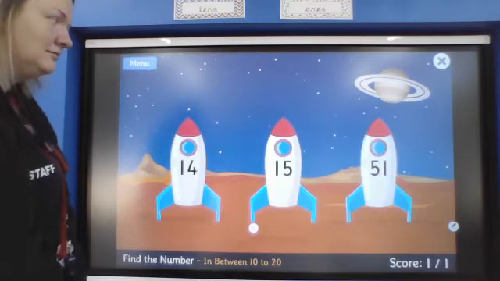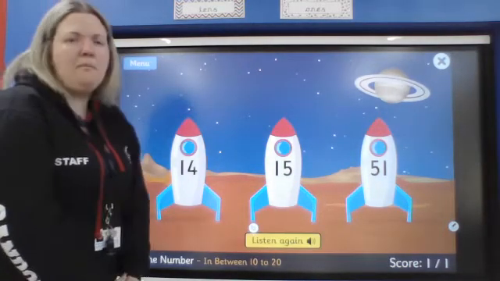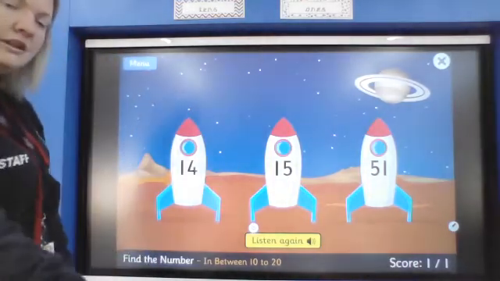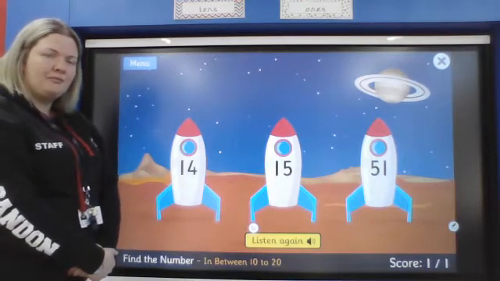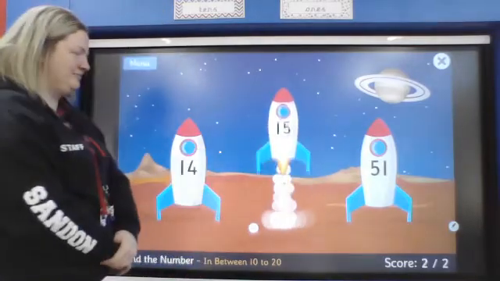Find the number between 14 and 16. Have a look. Which one do you think, Year 2? This one? Well done.